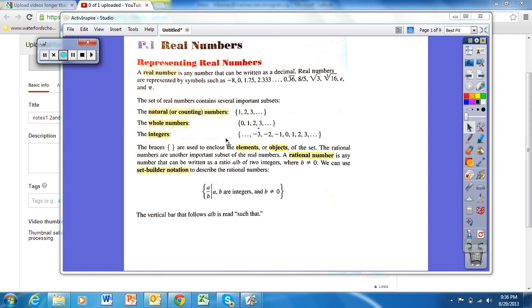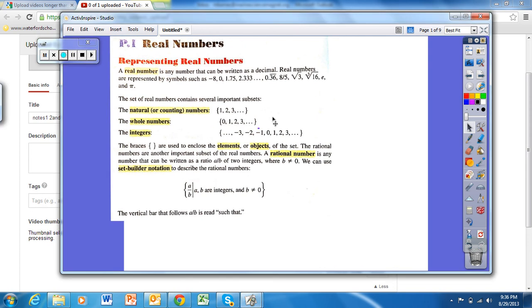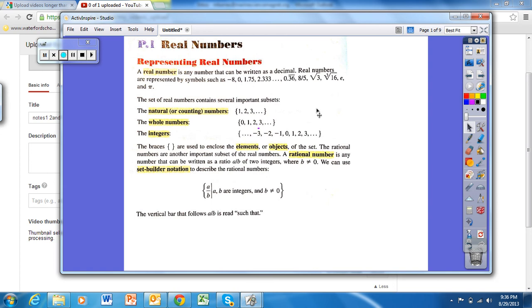Within the set of real numbers, we have the set of natural numbers, which is also called counting numbers. And including the set of natural numbers is the set of whole numbers. The only difference between these two sets is the number 0. Whole numbers are simply counting numbers plus 0. Integers are all positive and negative whole numbers. So negative 10, negative 100, negative 1,000,000, those are all integers because they are negative whole numbers.